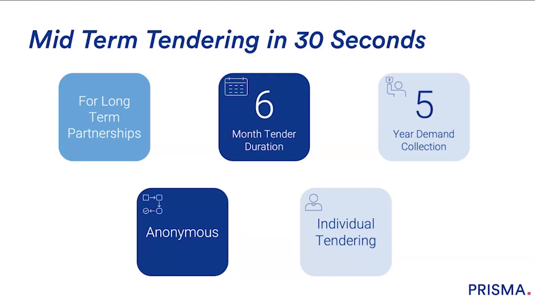The tender duration has been increased to 6 months, and we are now collecting demands for up to 5 years. And especially important for a lot of the buyers, this is anonymous and individual tendering. So your demand will be presented to potential sellers, but your company will stay anonymous until you as a buyer then choose to approach the sellers that have expressed their interest.